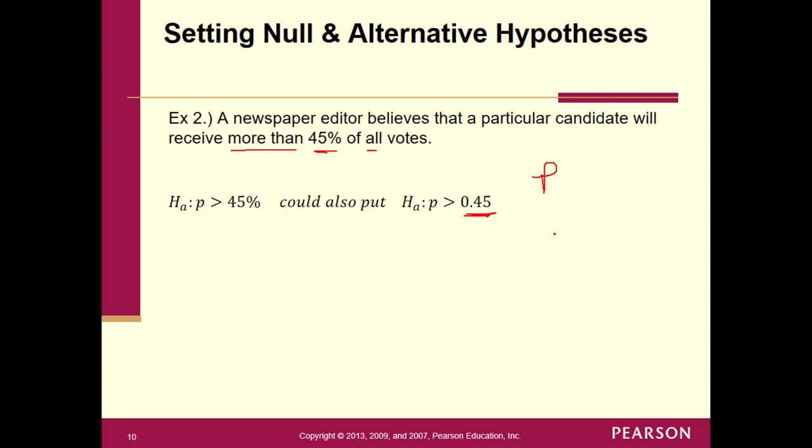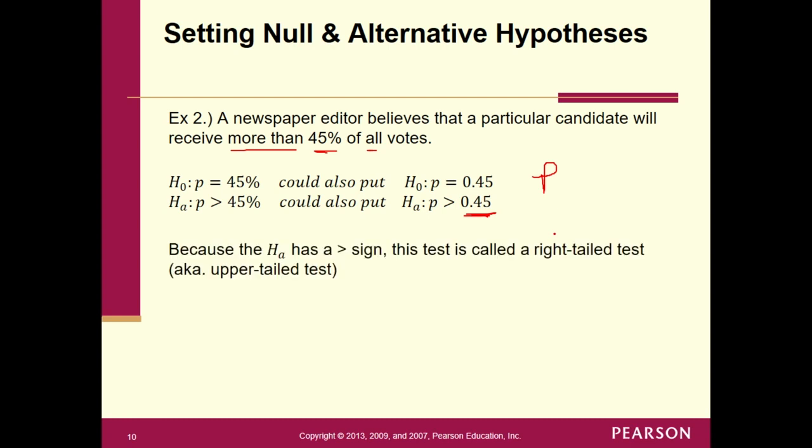Let's move back to the null. The null would be P is equal to 45%, or we could put P is equal to 0.45. Because the alternative has a greater than sign, this is what we call a right-tailed test or an upper-tailed test. This is something that we're going to use in another step, but let's bring it up now. So greater than, right-tailed. Less than, left-tailed.